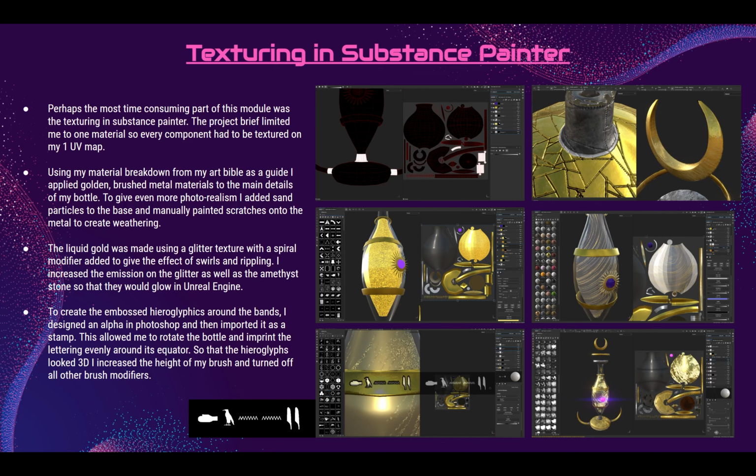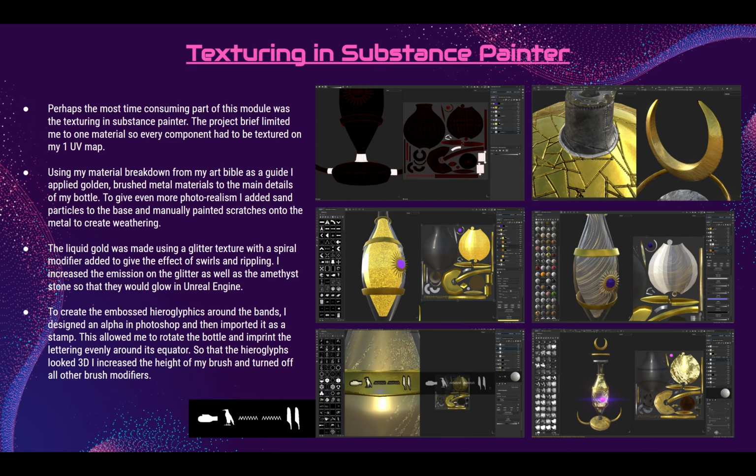Perhaps the most time-consuming part of this module was the texturing in Substance Painter. The project brief limited me to one material, so every component had to be textured on my one UV map. Using my material breakdown from my art Bible as a guide, I applied gold and brushed metal materials to the main details of my bottle. To give even more photorealism, I added sand particles to the base and manually painted scratches onto the metal to create weathering. The liquid gold was made using a glitter texture with a spiral modifier added to give the effect of swirls and rippling. I increased the emission on the glitter as well as the amethyst stone so that they would glow in Unreal Engine.